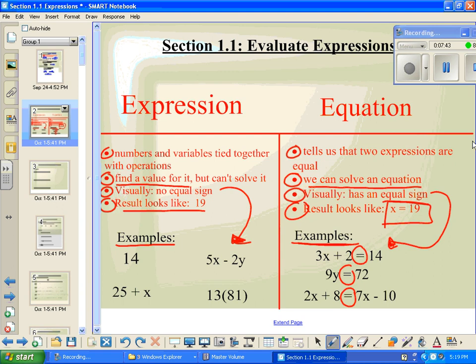Like for example, I'm just going to look at this middle one right here, 9y equals 72. To solve this equation, I'm looking for what number y would have to be, what I could plug in there to make that equation true. 9 times what would give me 72? Well, you could think about it that y would have to be 8. That's the number I would have to plug in there to get that solution. So this is my solution for that equation: y equals 8. That's the number that will make that equation true.